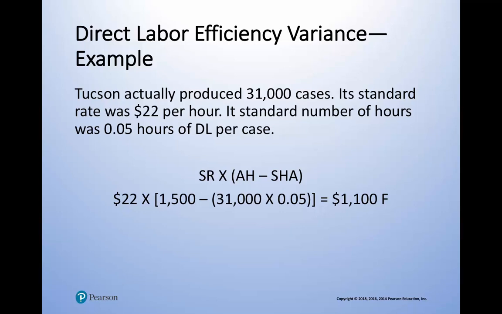Next, we have our direct labor efficiency variance. Tuscan actually produced 3,100 cases. Its standard rate was $22 per hour. Its standard number of hours was 0.05 hours per direct labor case.